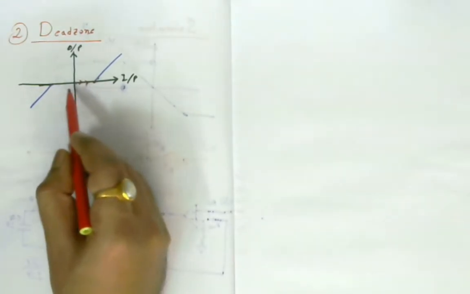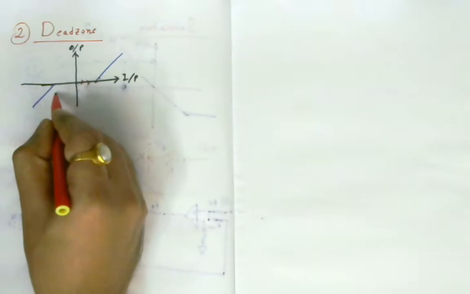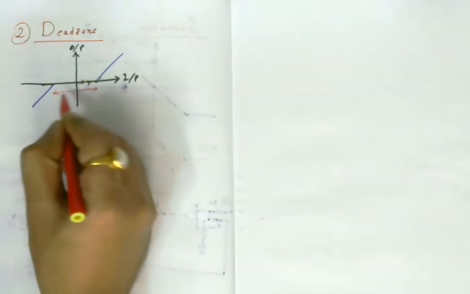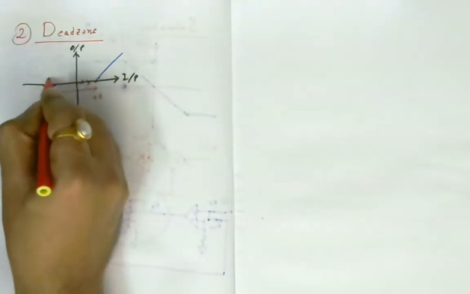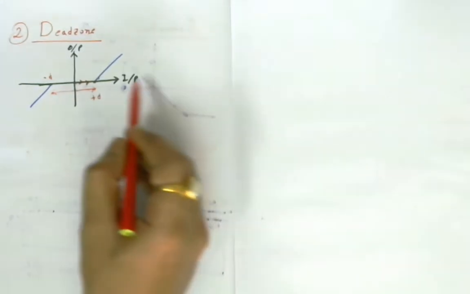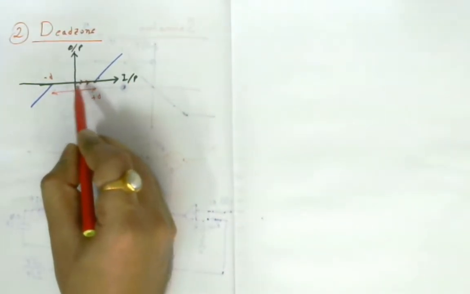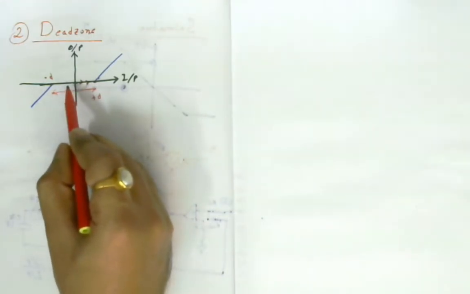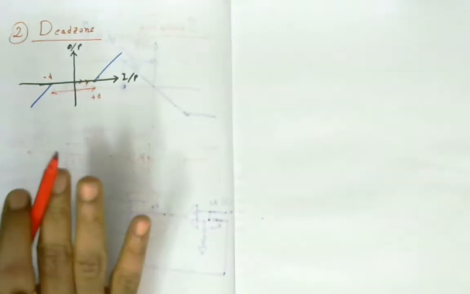So what is the dead zone? The zone is this. Why is it called dead zone? Say this is plus D and this is minus D. Dead zone means you have applied the input but you are not getting the output. The output is dead in this zone of input. So that's why it's called dead zone. And it may happen in practical life.